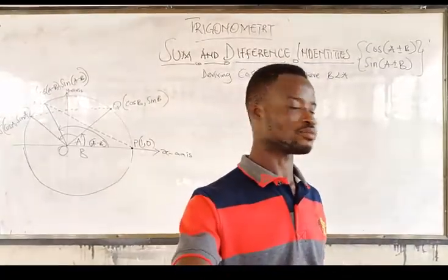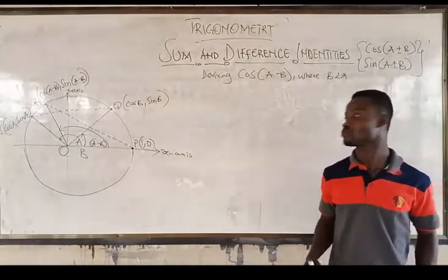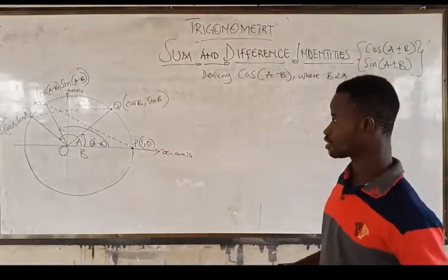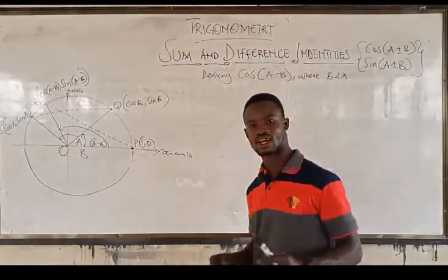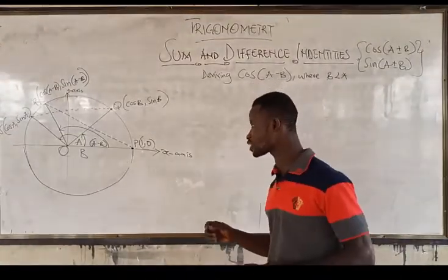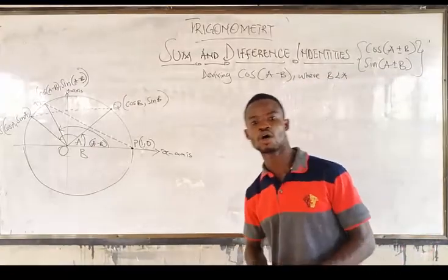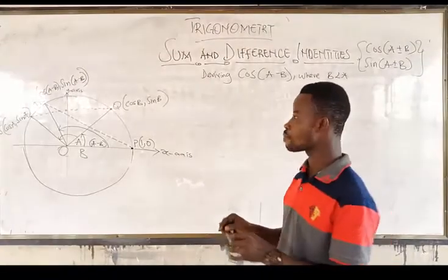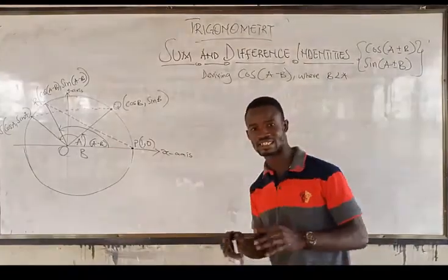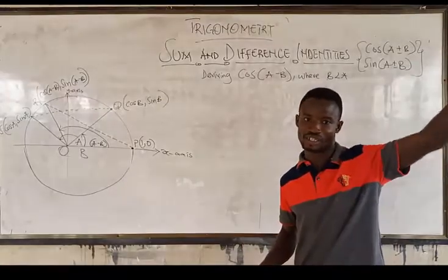Let me give you some important notes for us to continue with the proof. Alright, so now the point Q is on the unit circle. So by the work with circular functions, that is what we have previously done.